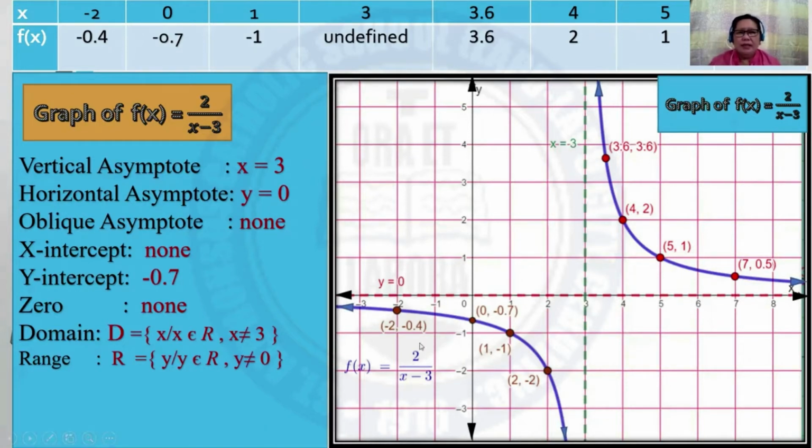Y-axis. You have there the x-axis. The coordinates. Label properly the vertical asymptote, the horizontal asymptote. And we are done. Do you have questions? There is none. Let us have another example.